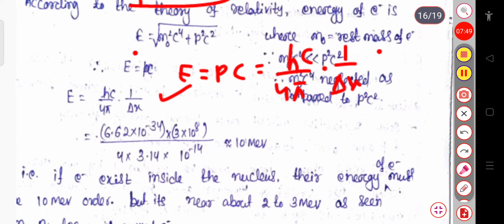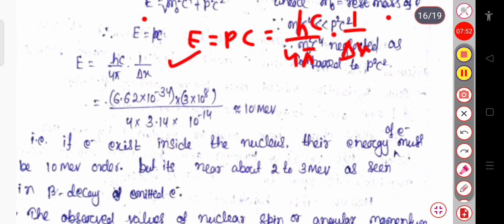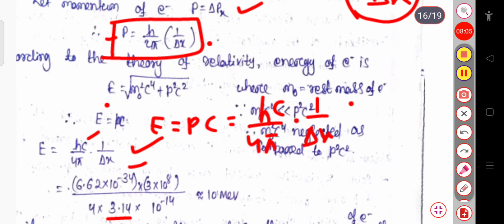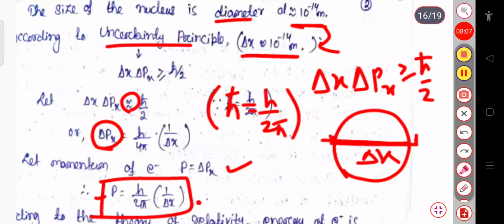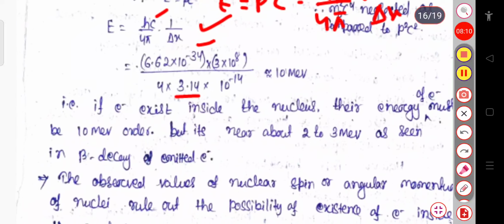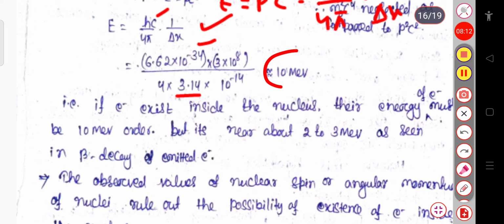Now if I put the value of Planck's constant, that is 6.62 into 10 power minus 34, into the velocity of light, 3 into 10 power 8 meter per second, divided by 4 into pi, which is 3.14, into delta x, which we have considered as the diameter of the nucleus, that is 10 power minus 14 meter. Simply substituting that value, after calculation we get 10 mega electron volt. So it means that if the electron exists inside the nucleus, then the energy of the electron must be of the order of 10 MeV.